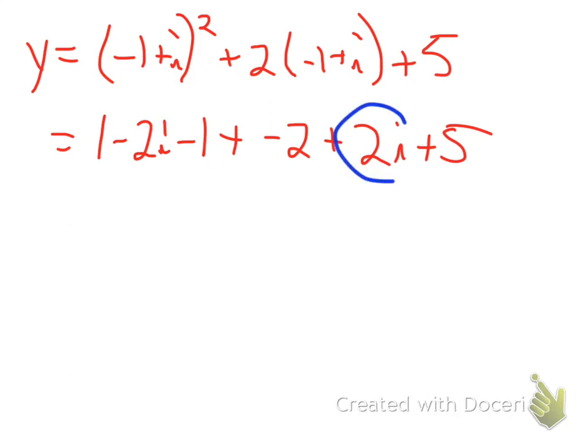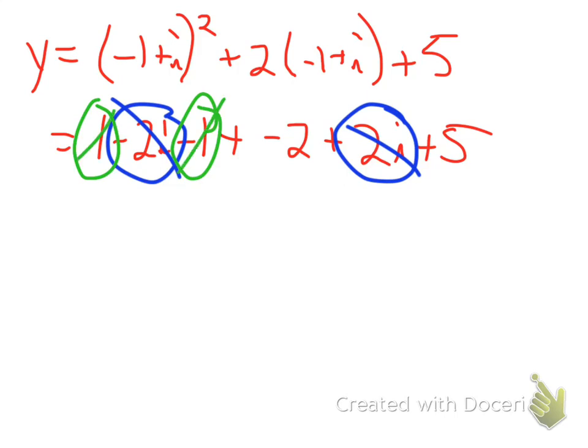Combining like terms, negative 2i and positive 2i are going to end up equaling 0, so those will cancel each other out. I also then have a positive 1, a negative 1, which will cancel each other out, and then I have a negative 2 and a positive 5. So this equals 3.